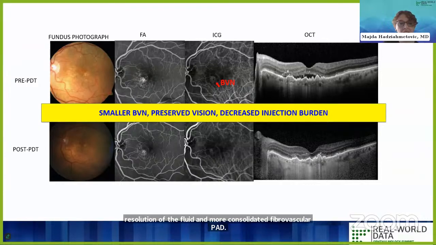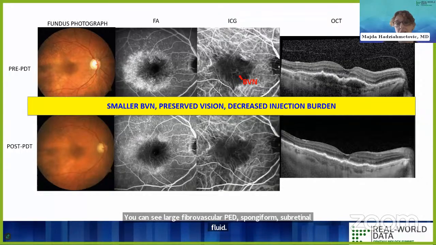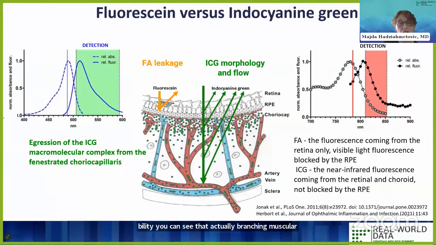This is another similar patient that had a more robust branching vascular network and feeder vessels. You can see a large fibrovascular PED and spongiform subretinal fluid. Post-PDT, you can see that the branching vascular network has decreased in size, with a consolidated fibrovascular PED and resolved subretinal fluid. We preserved the vision, and we decreased the injection burden.